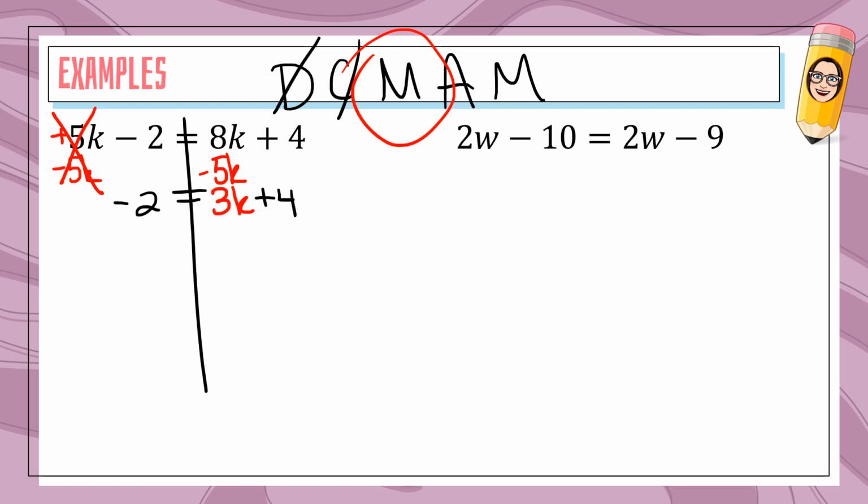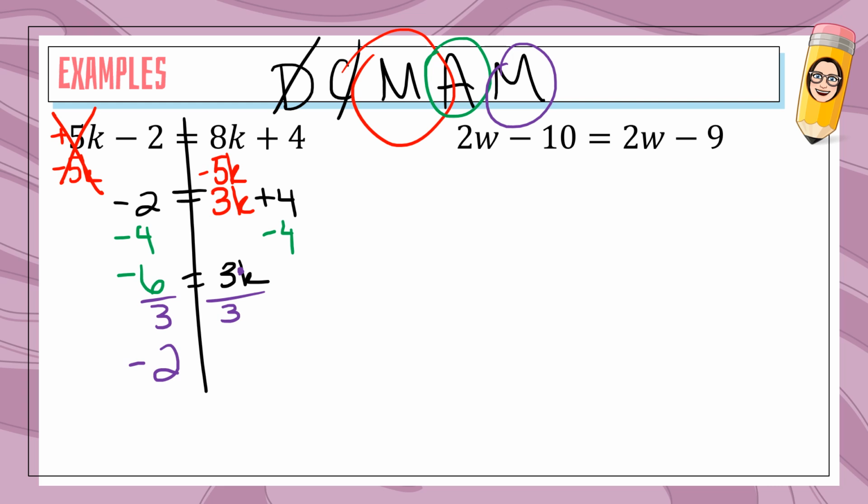All right, now it looks typical, right? Undo any addition or subtraction. Instead of plus 4, minus 4. Drop down what you didn't use. And my last step, typical, undo any multiplication or division. Instead of times 3, divide 3. And that gets us our answer of negative 2.